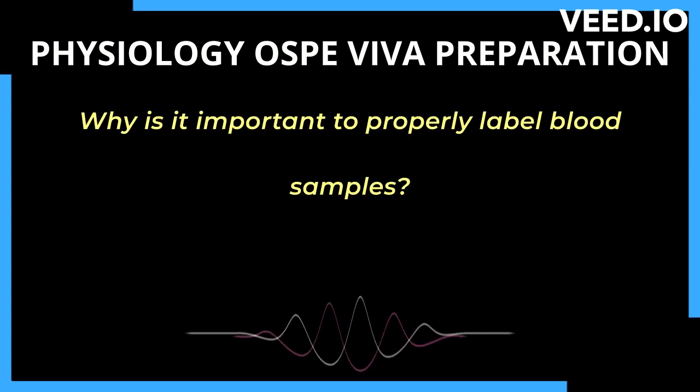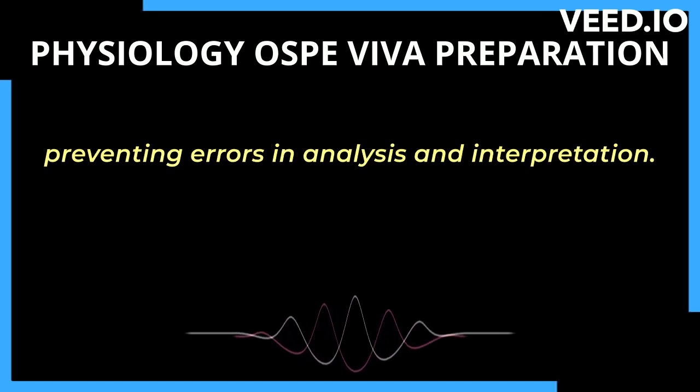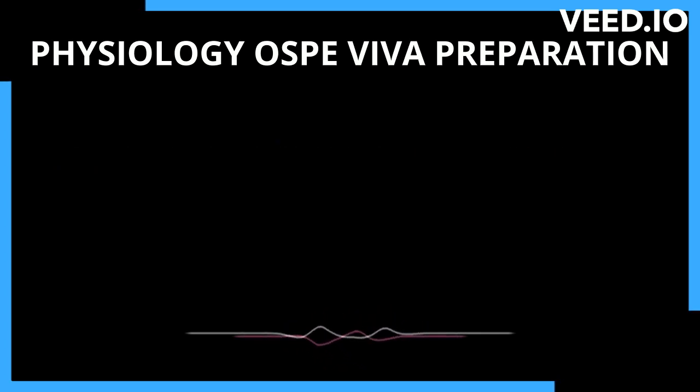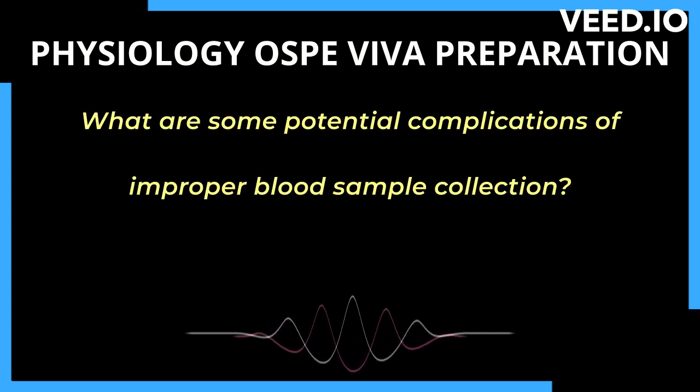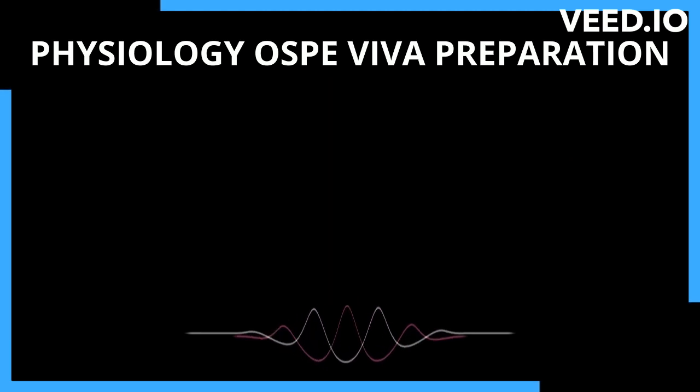Why is it important to properly label blood samples? Proper labeling ensures accurate identification, preventing errors in analysis and interpretation. What are some potential complications of improper blood sample collection? Complications include hematoma formation, infection, nerve damage, or inaccurate test results.